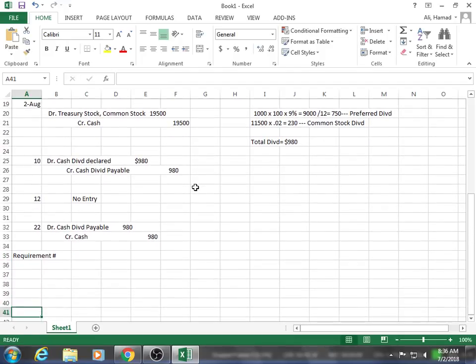We need stockholders equity. The components of stockholders equity, 3 components. What are they? Contributed capital. Then you got your retained earnings. Then the treasury stock, if we have it. Yes, we do have it now.